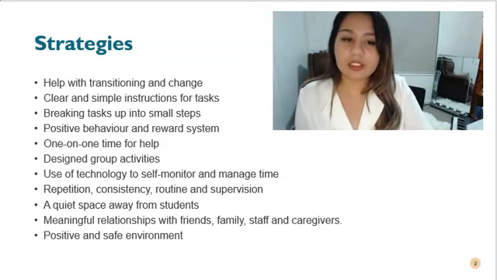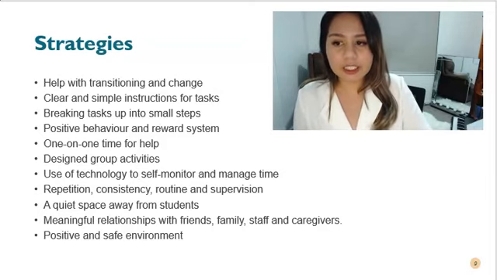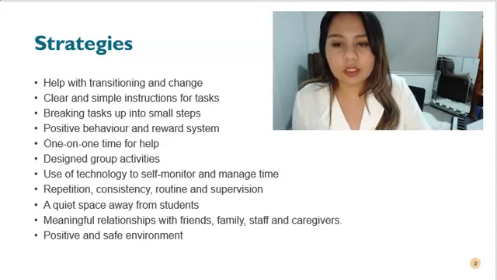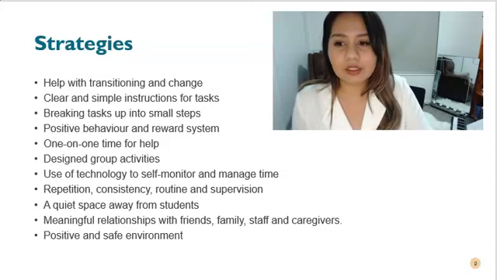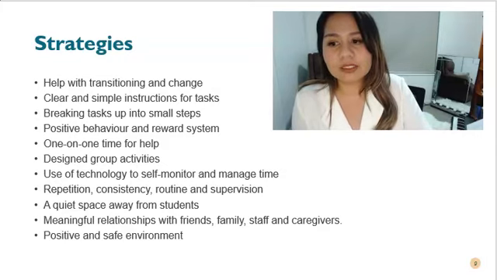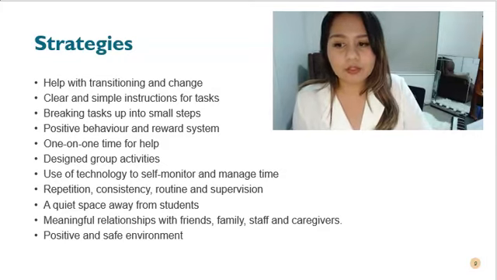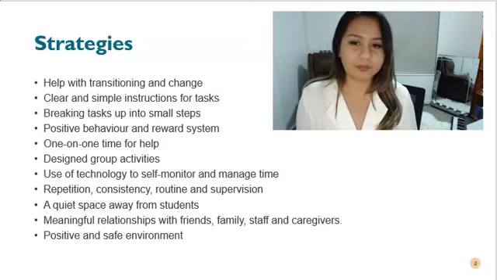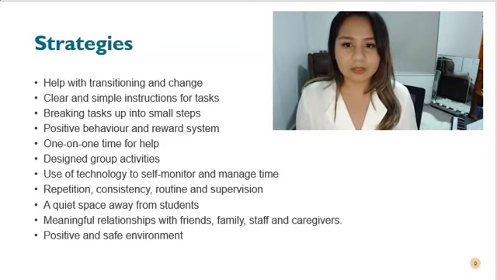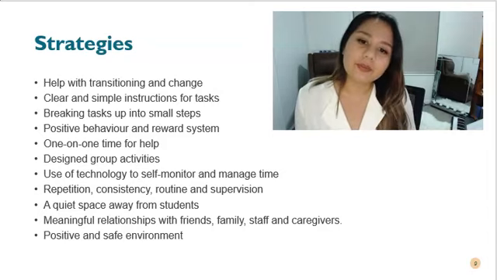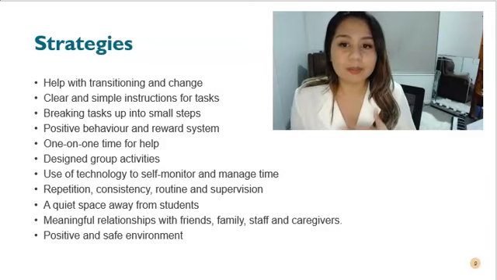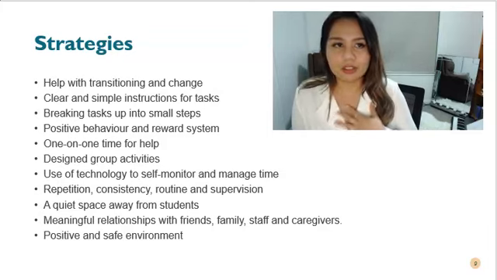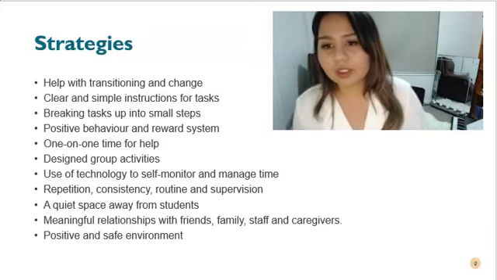So some of the strategies include help with transition and change, clear and simple instructions for tasks, like don't use a lot of words, don't make things complicated, keep it simple, breaking tasks up into small steps, positive behavior and reward system, some one-on-one time for help, design group activities, so definitely be inclusive, encourage them to make friends and interact and be social, especially when you design your group activities, because not only that, it frees you up as a teacher, because students that do know what's going on can also help students that are struggling.